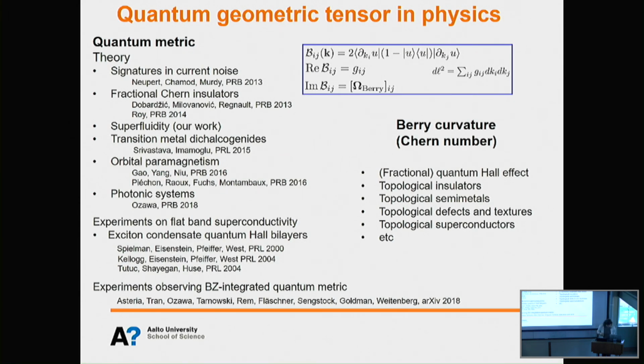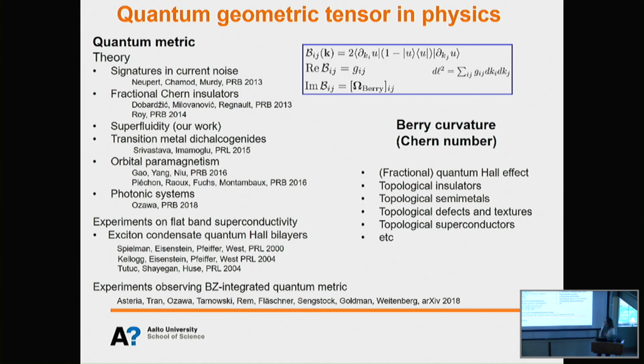And this quantum metric is only now emerging in physics, I would say. So there are these two siblings, the Berry curvature and the quantum metric, parts of the same tensor. And you know, Berry curvature is already extremely famous and has been observed in many contexts and so on. But the quantum metric, well, there is some theory work now in recent years, actually even in this decade, all of them.